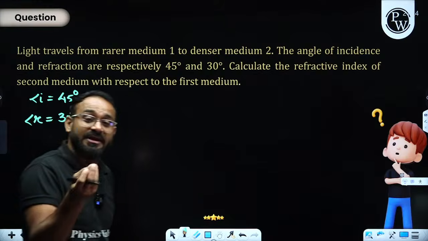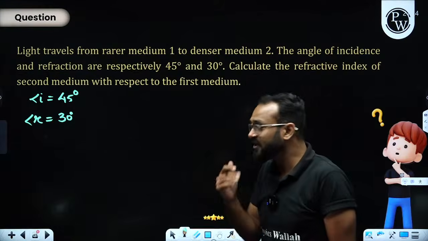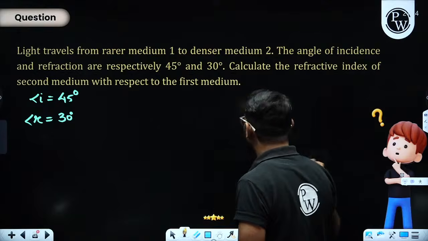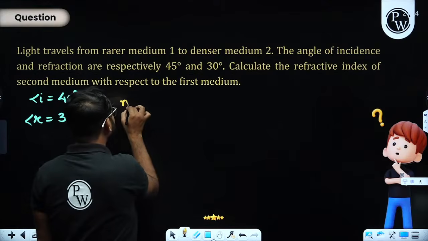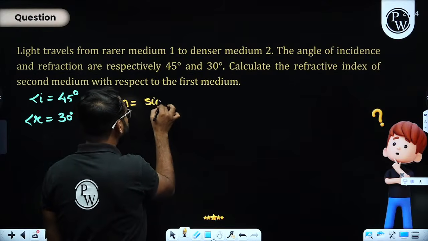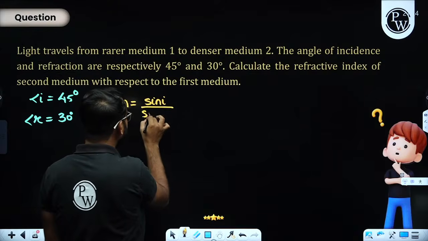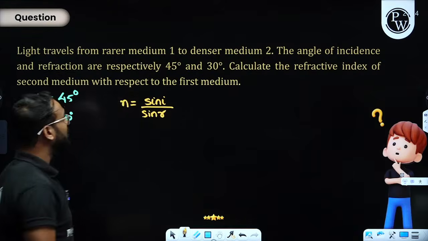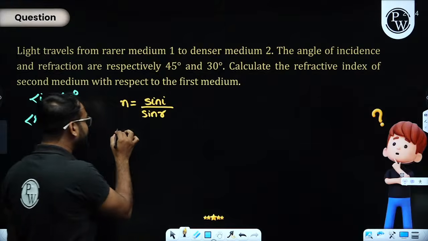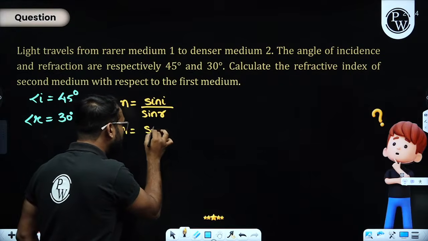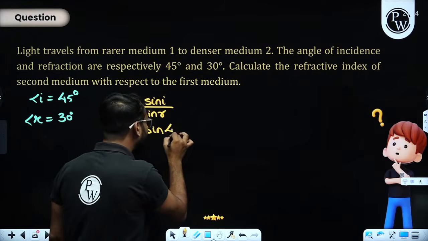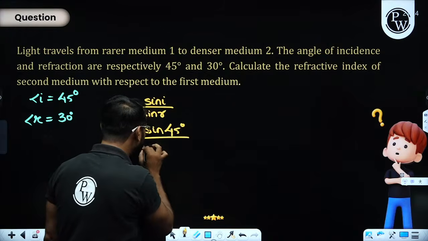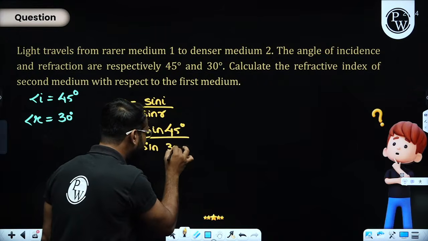We know there is a formula. What was the formula? Refractive index is equal to sin i by sin r. That was the formula, and we need to calculate the refractive index. So I am going to put the value of i, that is sin 45 degree, divided by sin 30 degree.